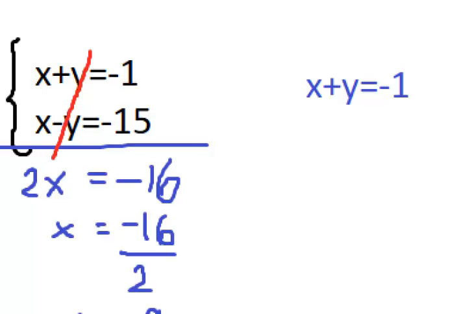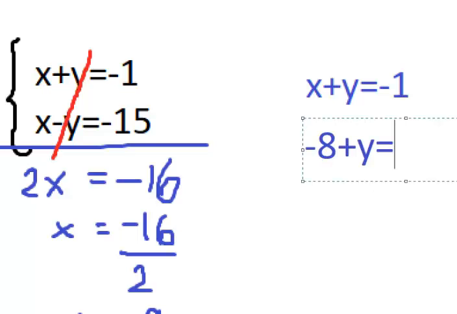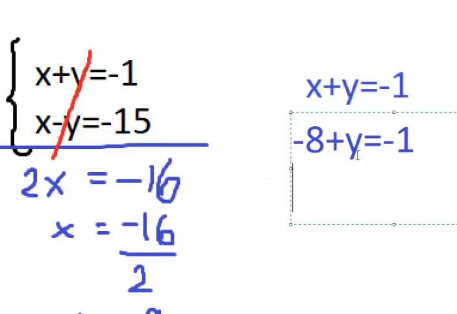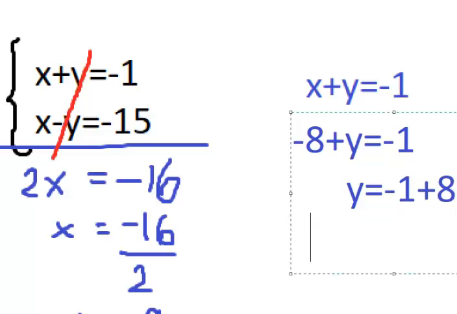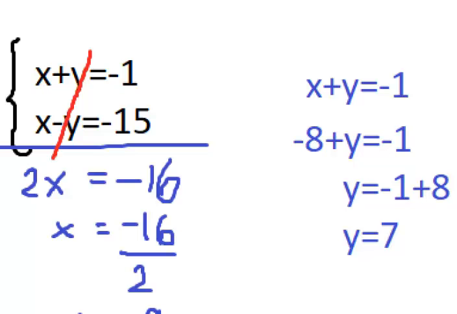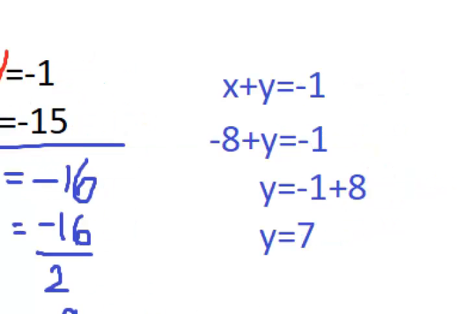So instead of x, I'm gonna put -8 plus y equals -1. Now because the 8 is negative, if I pass it to the other side of the equal, it's gonna become positive. So basically I'm gonna have y equals -1 plus 8, not 7, 8. And -1 plus 8, that will be y equals 7. Okay, so that's the process that we're gonna use to find y.